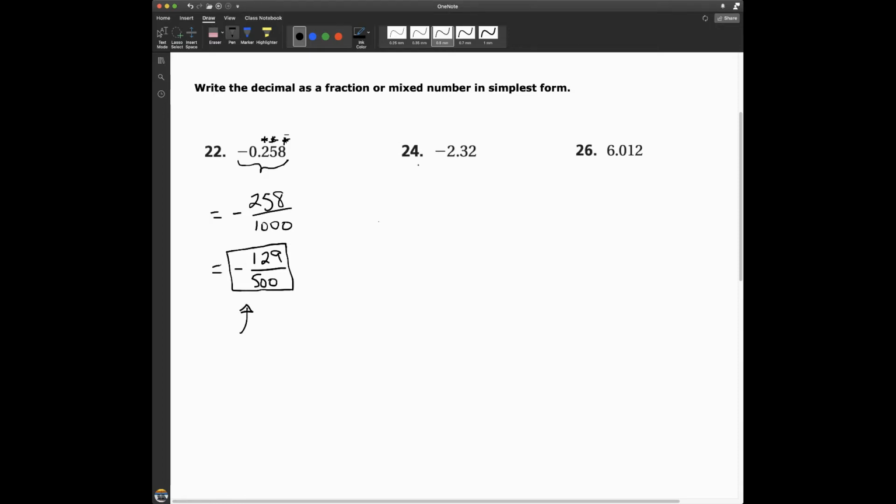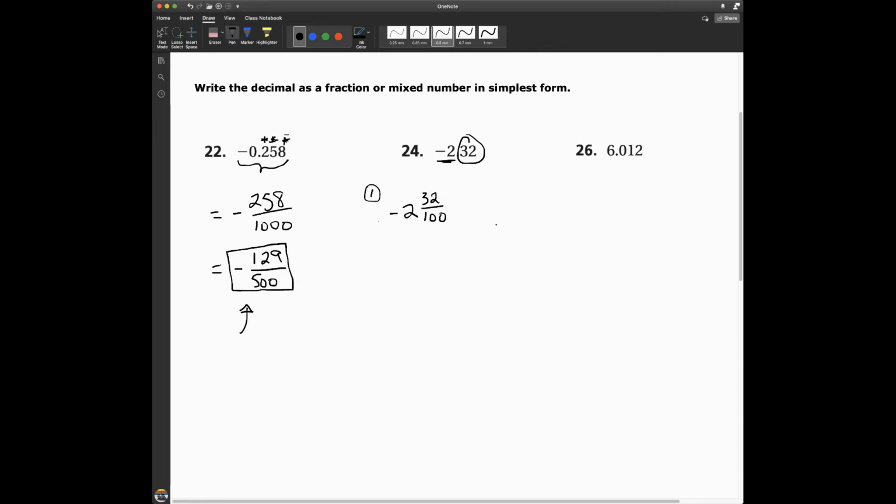Okay, let's look at problem 24. For this one, 2 ways to do it. Here's the first way. Let's take the whole number part of my decimal, and I'm going to just write that down. And then for the fraction part, I'm just going to say it. That is 32 hundredths. So this decimal is negative 2 and 32 hundredths. So I write down the negative 2 and 32 hundredths.